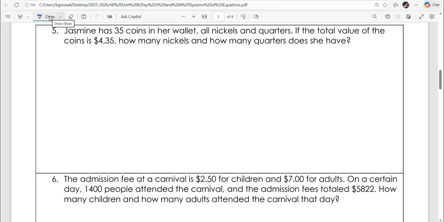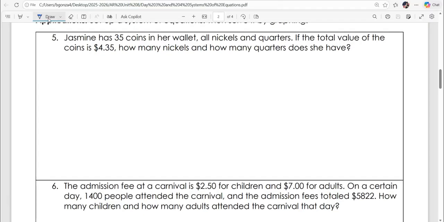Okay, so let me tell you how to do this. Jasmine has 35 coins. Okay, they're nickels and they're quarters. So there are 2 things we don't know, and there's supposed to be 35 total. So on top of nickels, I want you to put X. And on top of quarters, I want you to put Y. Okay? So here's an equation. The number of nickels and the number of quarters, if you were to add those 2 coins up, how many total coins should there be?